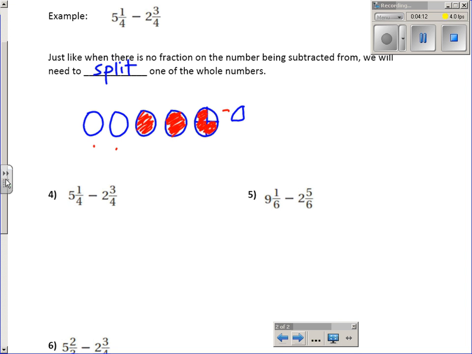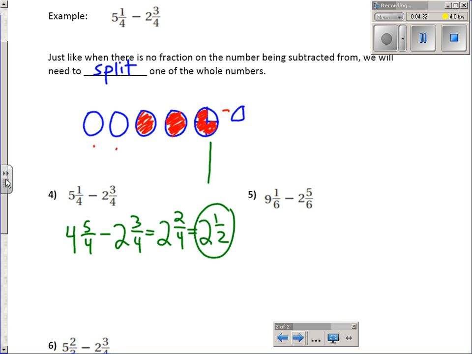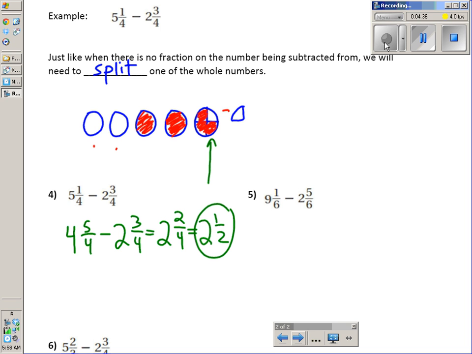And when we do that below, let's see if that's what we get. So we're going to want to take that 5 1/4 and turn that into 4, and the 4/4 would make that into 5/4 minus the 2 and 3/4. So then we get 2 and 2/4, which reduces to 2 and a half, which is what we got above. So that works. All right, nice job.